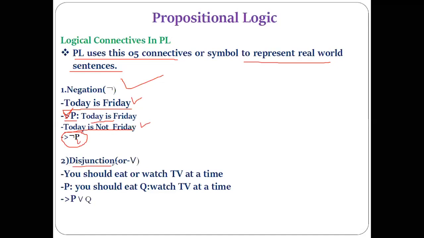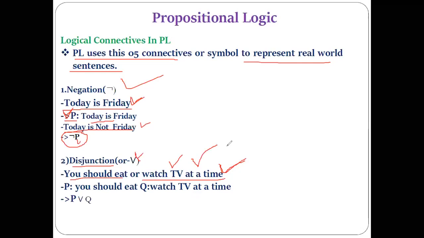If you want to see an example of disjunction, which is also referred to as the or, for example, if I say you should eat or watch TV at a time. In the exam you will get this kind of sentences or propositions, and for 2 marks you will be asked to write the propositional logic for that particular sentence. For example, you have the sentence: you should eat or watch TV at a time. Then how can we write the propositional logic for this?